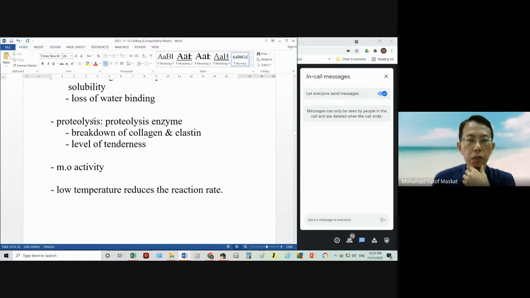So it is the breakdown of proteins. Okay, basically, proteolysis. Proteolytic enzymes, we have proteases. Those are proteolytic enzymes. They will break down the collagen and also the elastin. That will affect the level of tenderness.